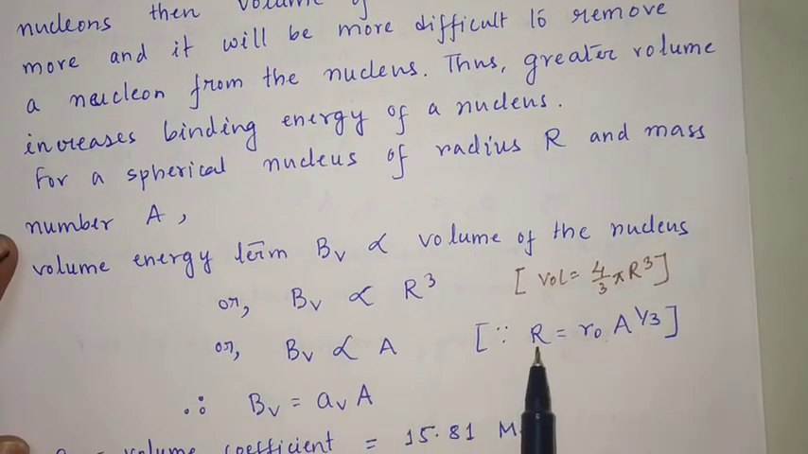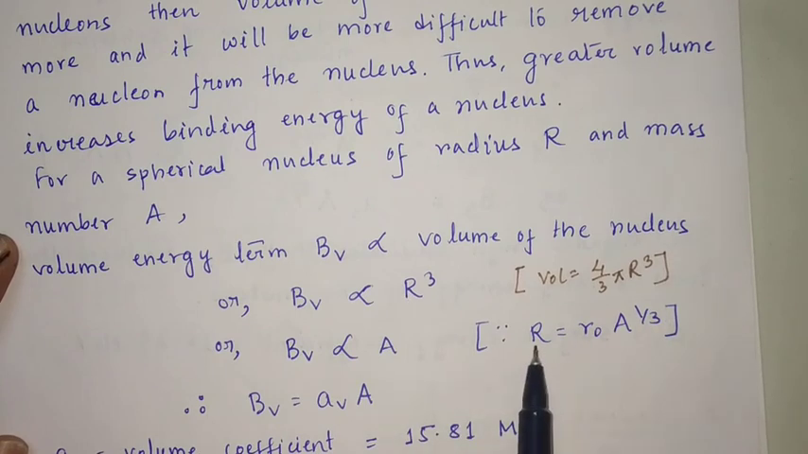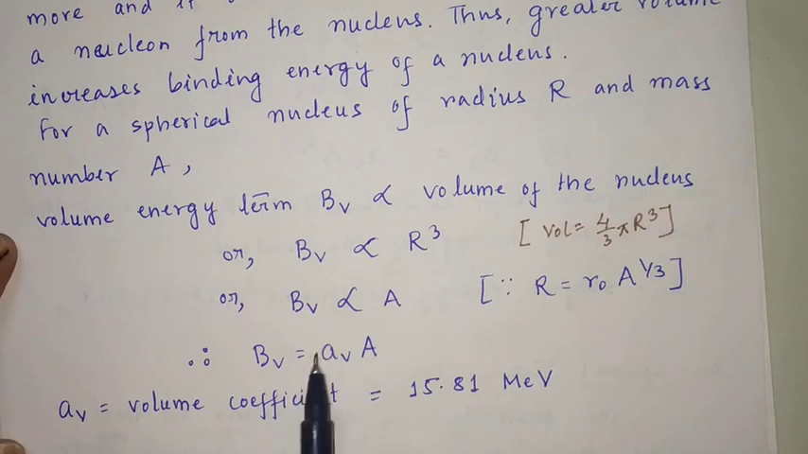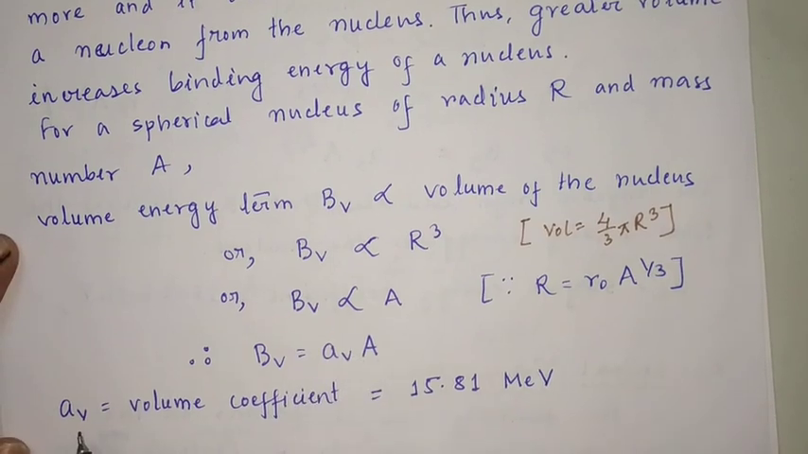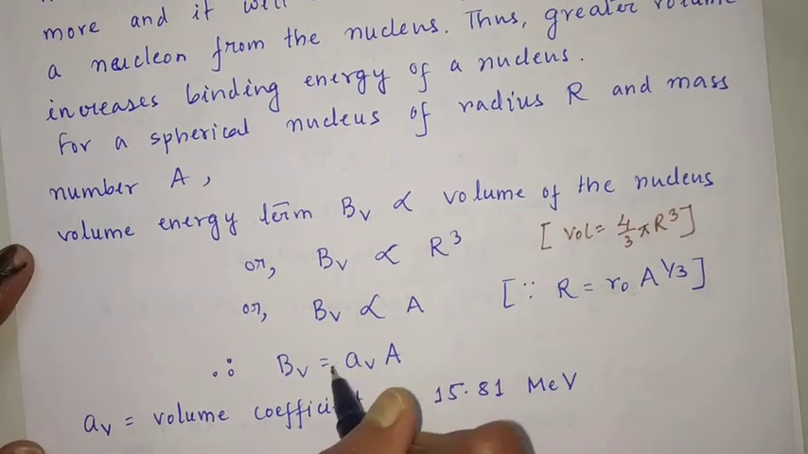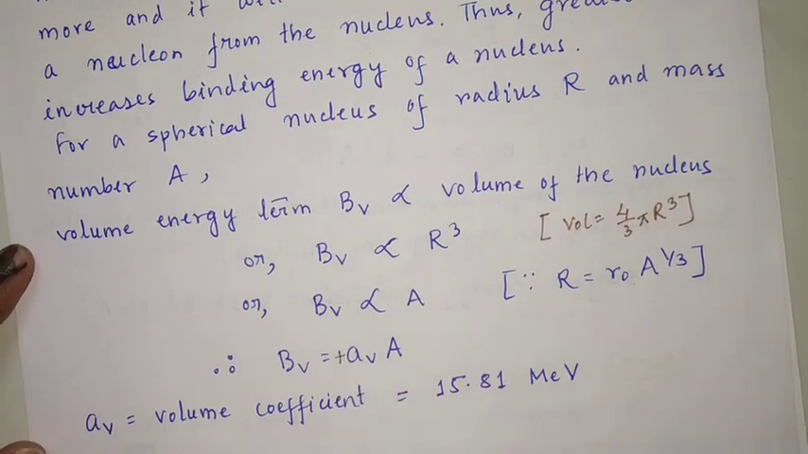Why A? Because we know the radius R is R0 into A to the power 1/3. A is the mass number or total number of nucleons, where R0 is the nuclear parameter. So BV equals plus AV into A, where AV is called the volume energy coefficient, and it has a value of 15.81 mega electron volt. So this term is positive.